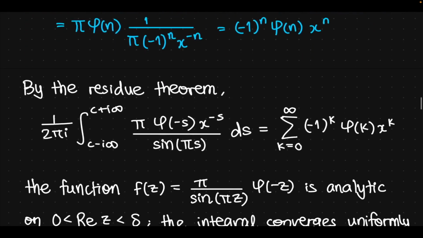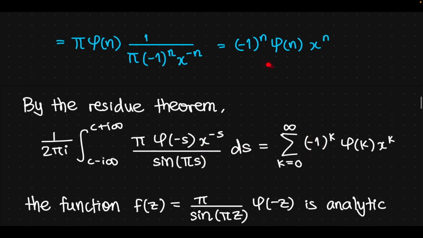So that's why we have 1 over 2 pi i integral c minus i infinity to c plus i infinity of pi times phi of minus s x to the minus s over sine of pi s ds is actually, by the residue theorem, we know what the value for the residue is for each n. We're just summing over all of them. So sum from k equals 0 to infinity, minus 1 to the k, phi of k, x to the k.